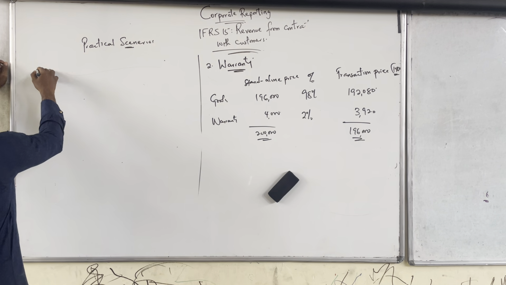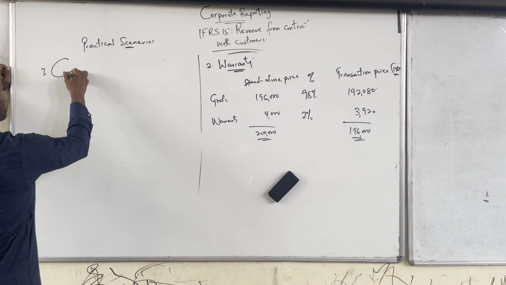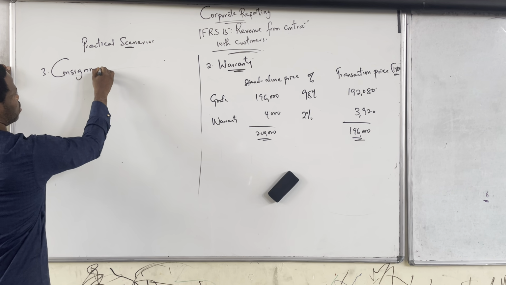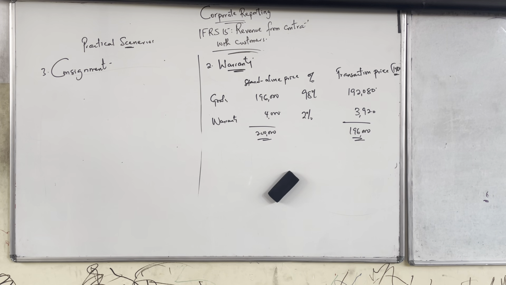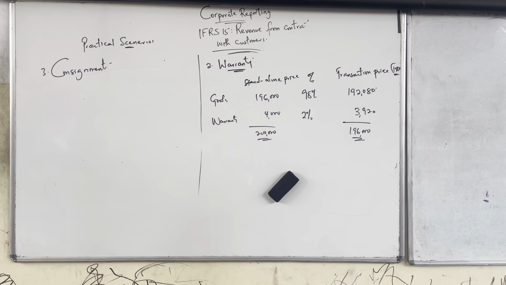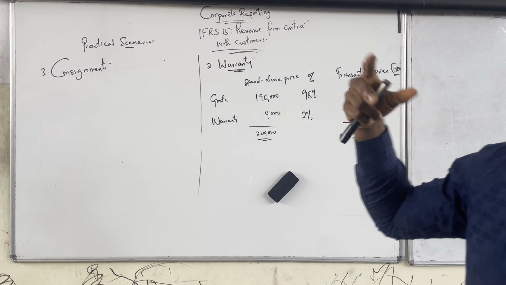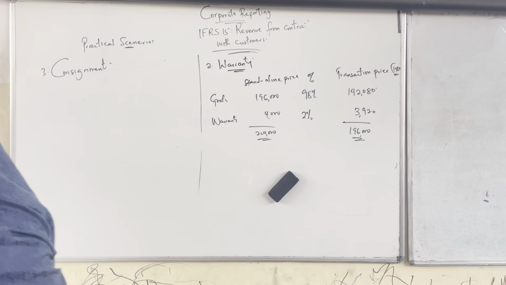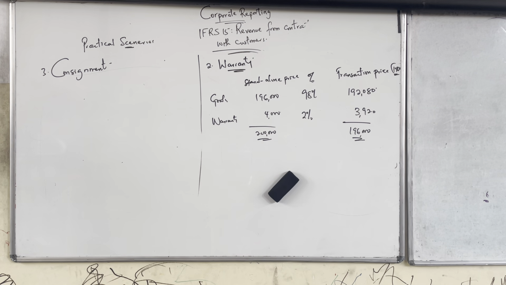Let's look at consignment. I can give you a scenario like this and ask you how would you recognize revenue on them. Listen up, this is very common. When we say consignment, goods or services are on consignment if the transaction is with a dealer. If the transaction is with a what?